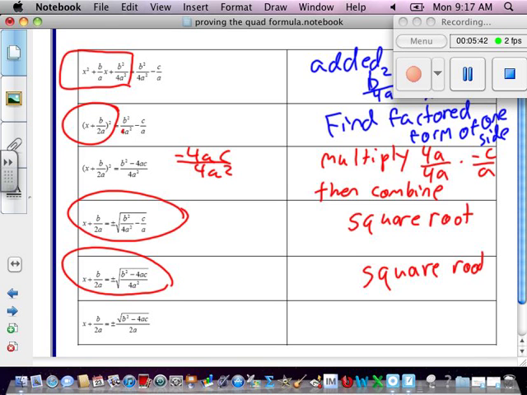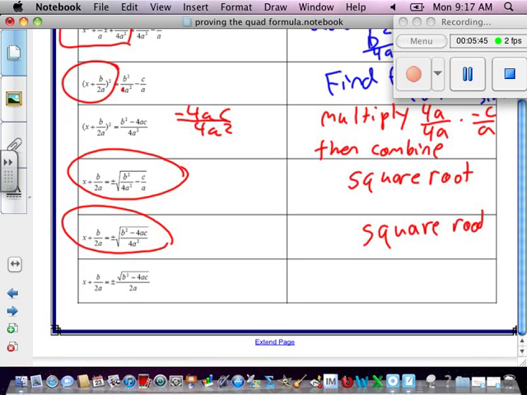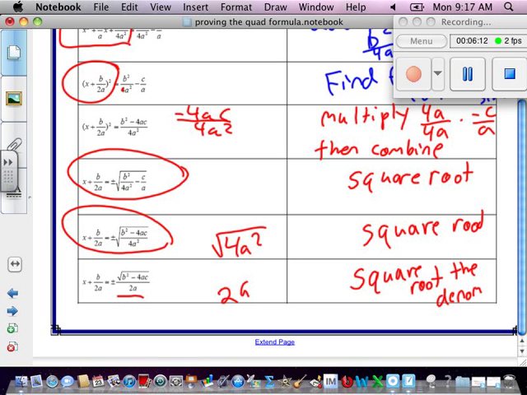And then what do I do next? If we've got 4a squared on the bottom, can we find the square root of that? What's the square root of 4? 2. What's the square root of a squared? a. So that's how we got 2a right there on the bottom. We'll call it the denominator because that's on the bottom.